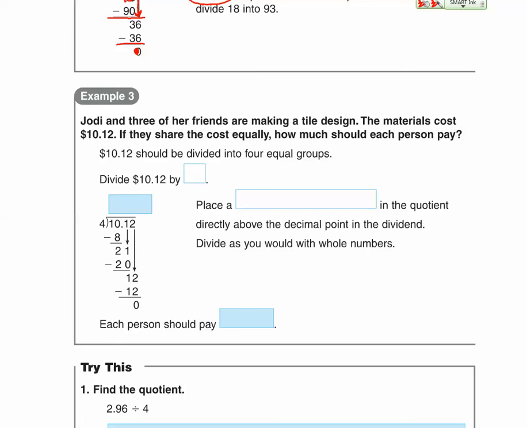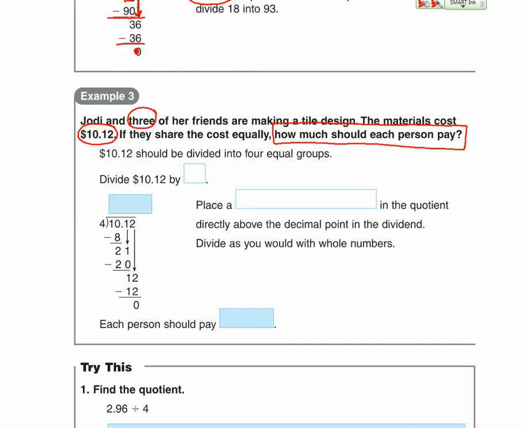Now, I see one here. I see the word 3. I know it's not written in standard form, but I think that might be important. And of course, the total cost of the materials has to be important. Okay. Underline. Let's look at the question first. How much should each person pay?